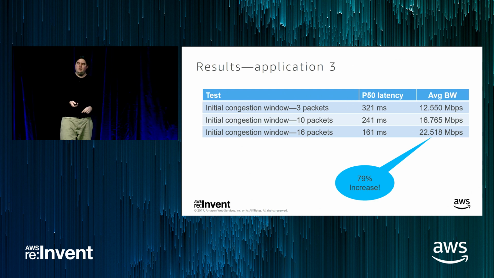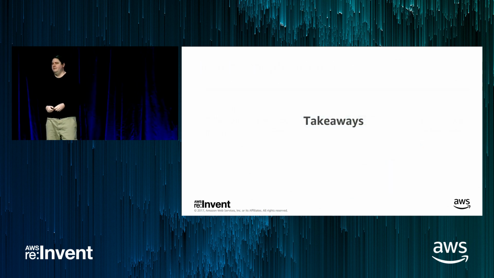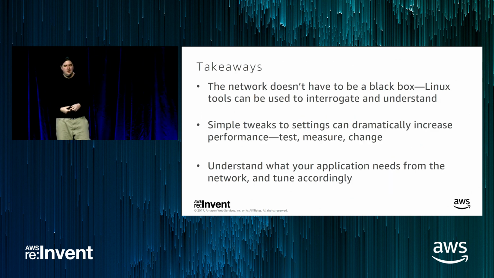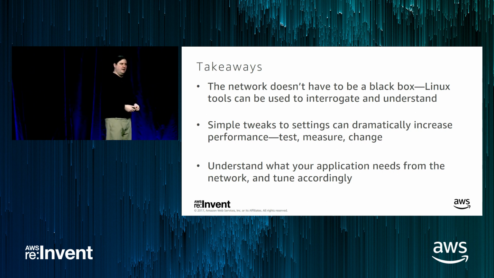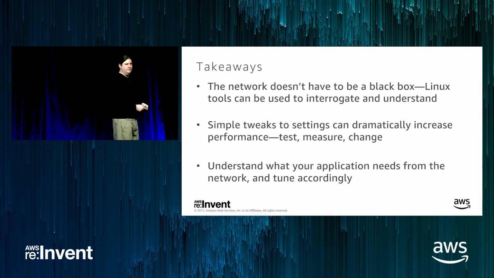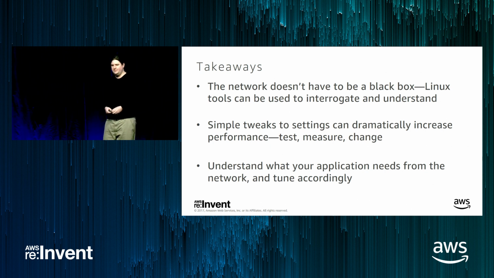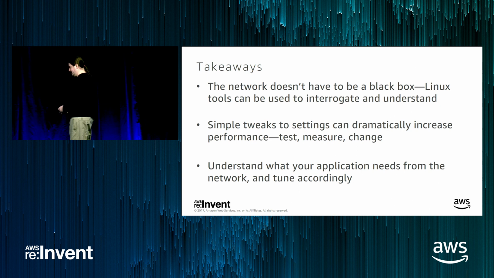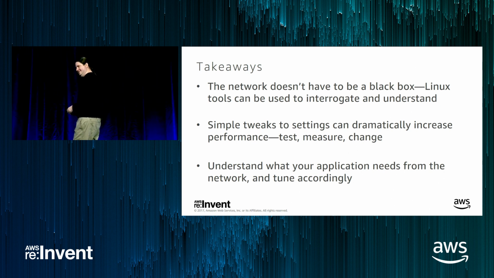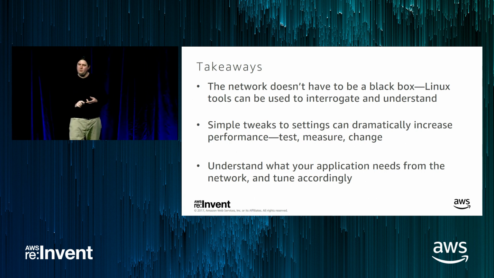OK, what do I hope you take away from this talk? One is that the network doesn't have to be a black box. It can be pretty easy to blame a lot of problems on the network. Oh, network problem. Transient, resolved. Don't do that. Take a look, use the tools, figure out, was it a networking problem? And where might it be?